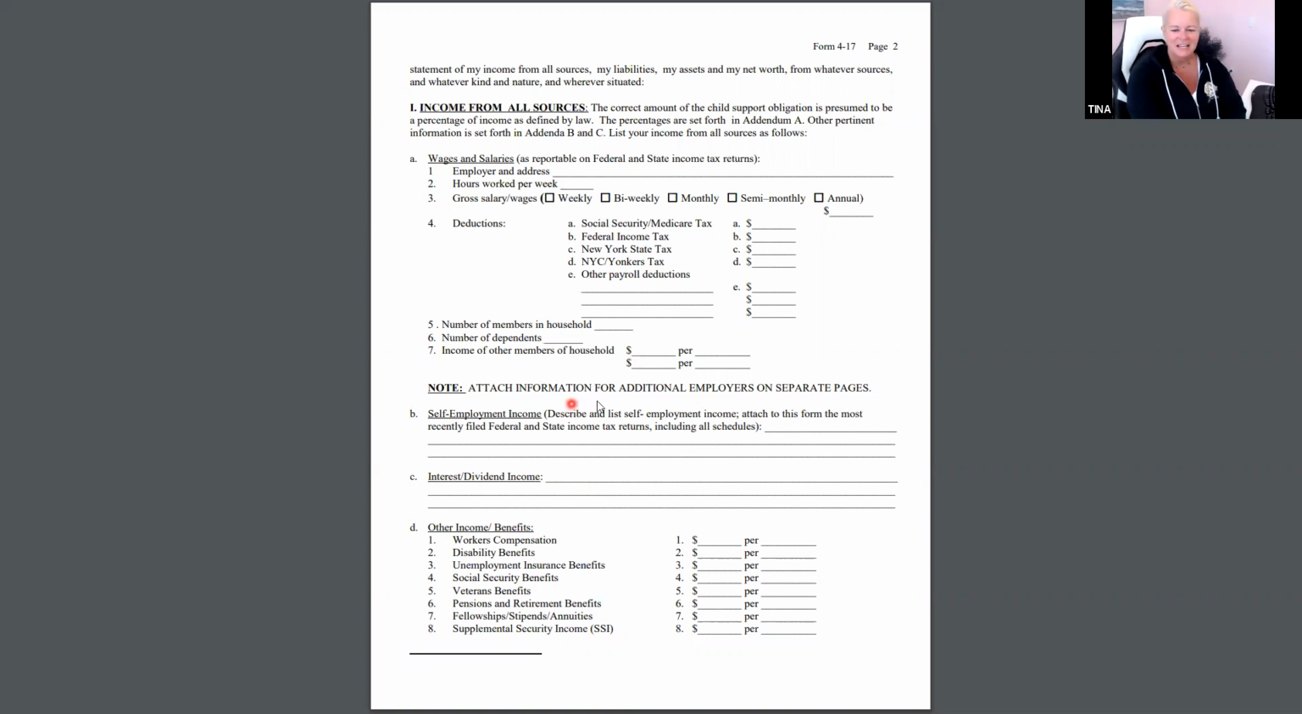So attach information for additional employers on separate pages. Look, this is important because a lot of people need to work more than one job to pay for their bills. You need to just disclose all of that. And you know what, let your lawyer or yourself make the argument that child support should only be based on one job that you're working 35 to 40 hours a week and not the 10 jobs you need to work to meet all your bills.